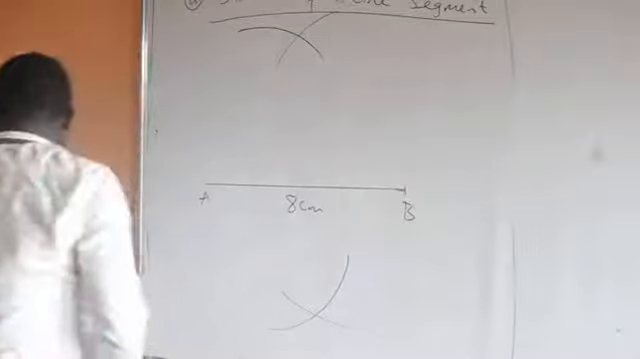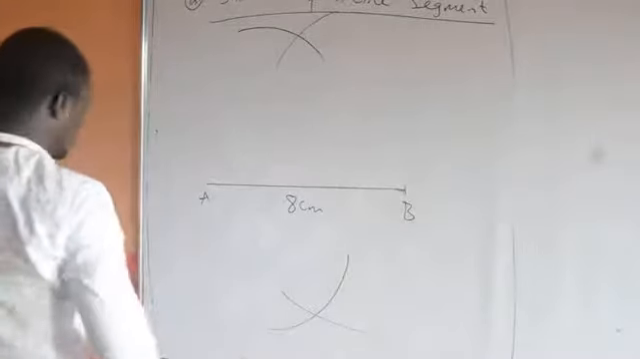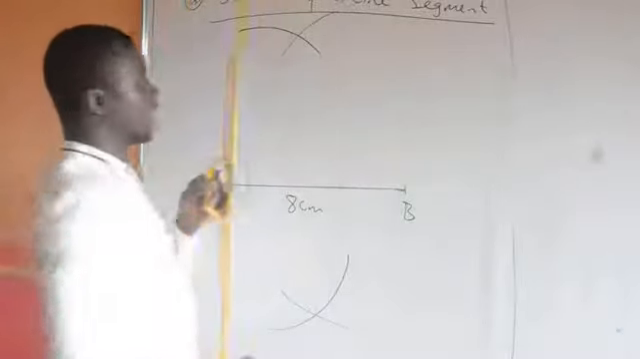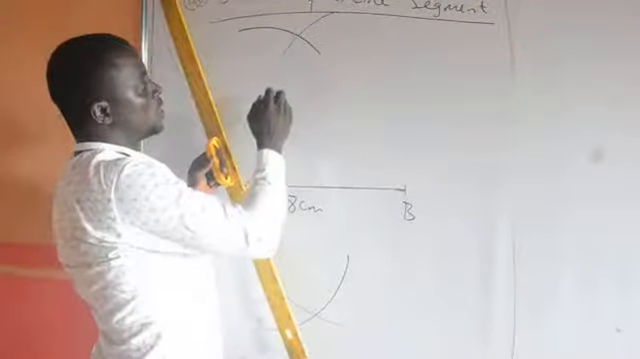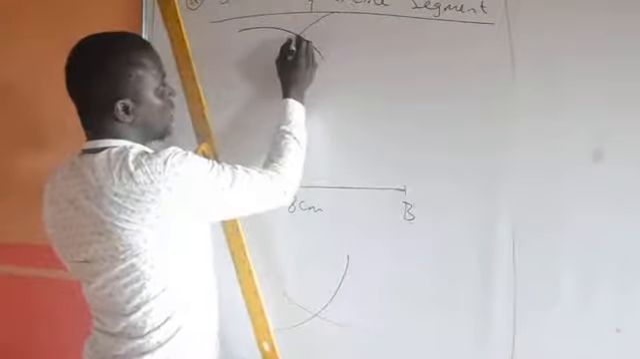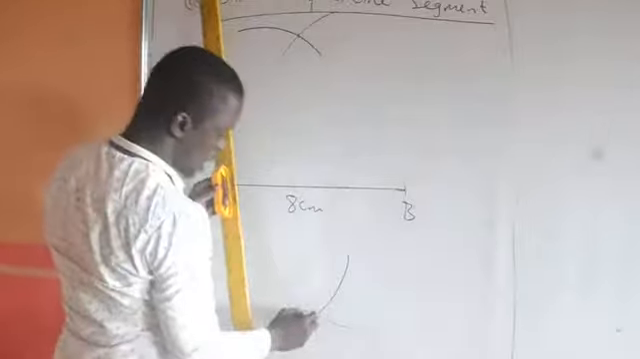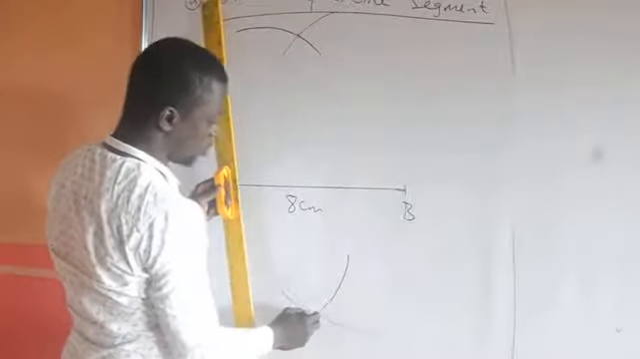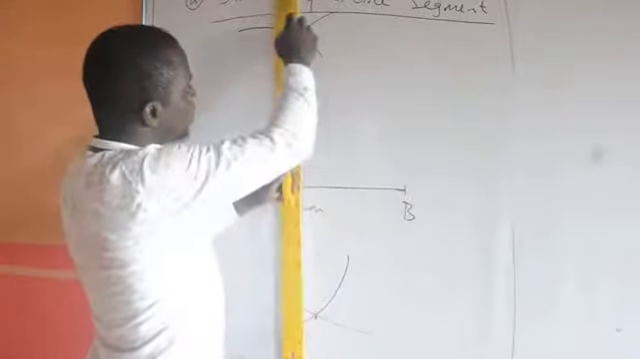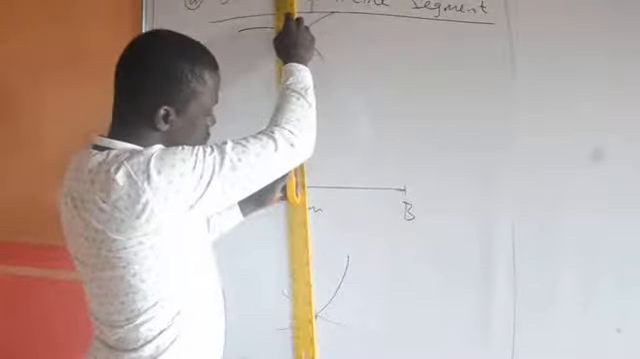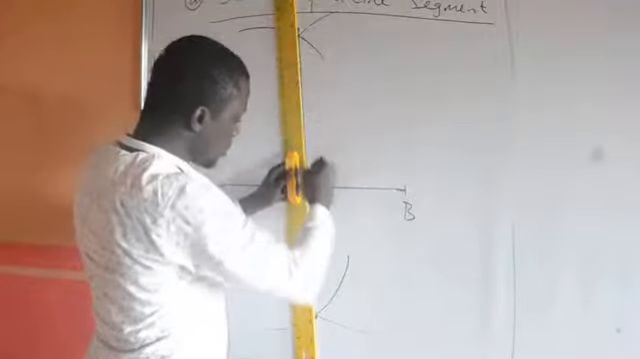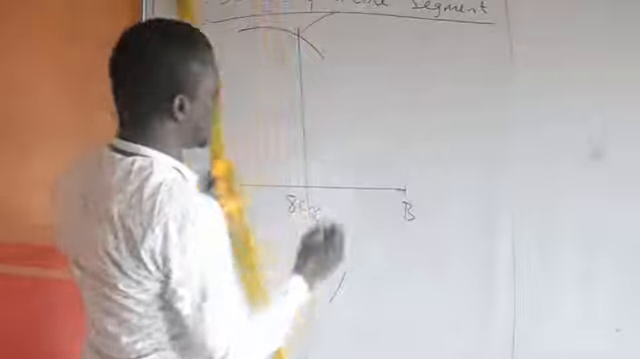So what do you now do? This is where your ruler now comes in. You now use your ruler. Note the meeting point of the two arcs, where the two arcs intersect, and this point, the middle, okay? You now use the ruler, draw a straight line that passes through the middle, understand? Now draw a straight line.